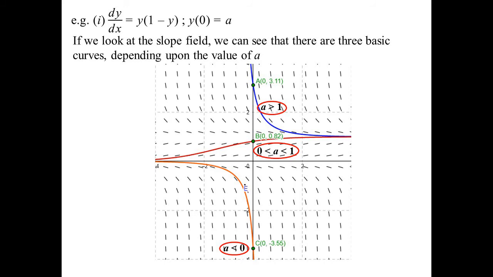Where's my scale? There's 2. So it looks like that's at about 1, doesn't it? So if a is bigger than 1, well, that makes sense. So yes, the horizontal asymptote's at 1. But again, we get a similar sort of shape coming down asymptotically.